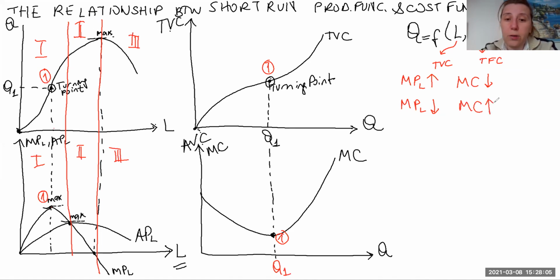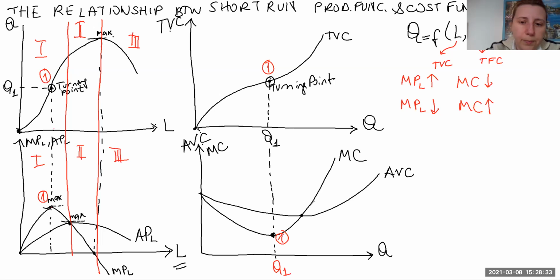Just like marginal product of labor and the marginal cost, average product of labor and the average variable cost are just the reverse of each other. Let's draw the average variable cost here also. Again, we will start from the same point. And here, this point is the minimum point of the average variable cost. Let's say this is point 2, with another color. This is point 2, and it's point 2 here also.